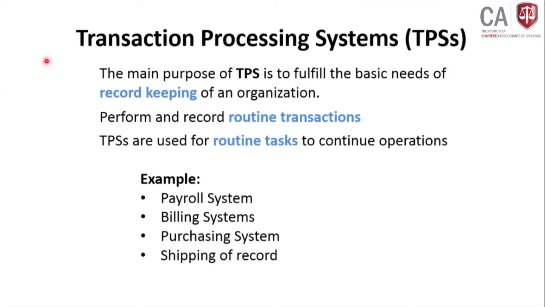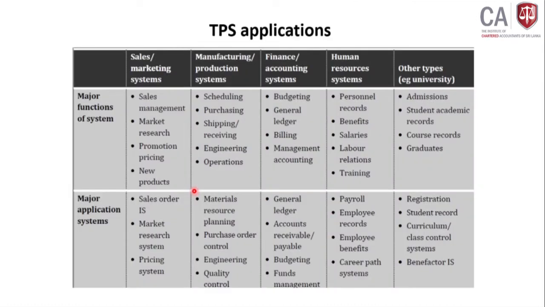When it comes to transaction processing, an easy way of understanding is record keeping. What it does is record keeping. An example is payroll. So these are the major functions of these systems. I think I don't need to explain this further. By looking at the slide you can understand this easily. So I expect that you will read this and understand. We will go with the next slide.